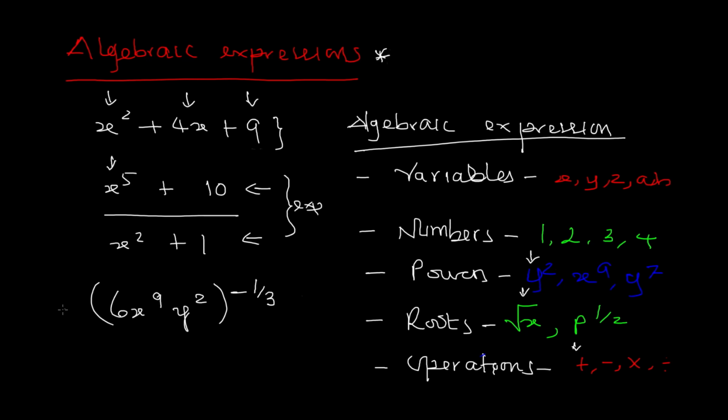This is another expression here. You have 6x^9 y^2 to the power -1/3. So this is another expression, and you could actually simplify this into the radical, something like this.